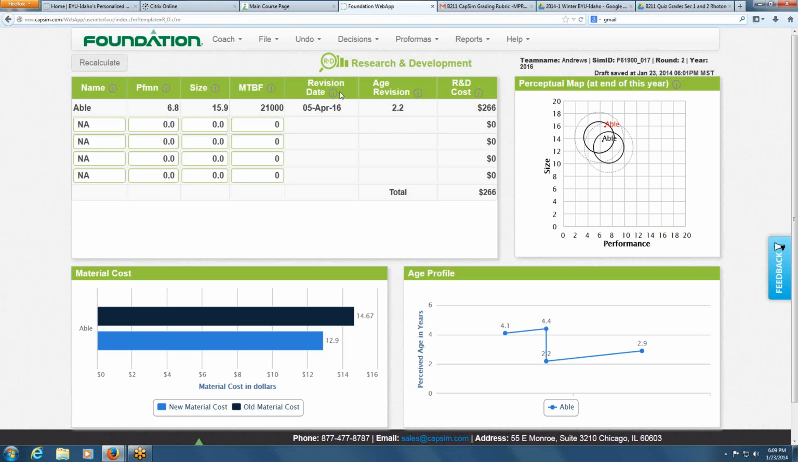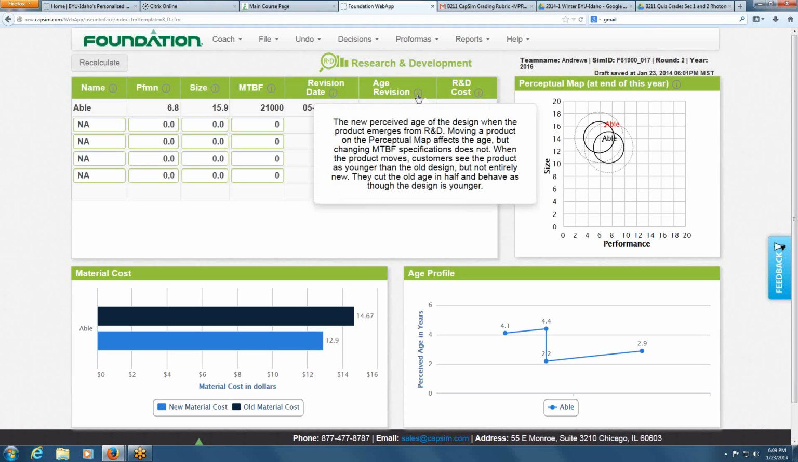So if you look at age revision, it says that the new perceived age of the design when the product emerges from R&D, movement of product on the perceptual map affects the age, but changing the MTBF specifications does not. So just doing the MTBF won't change your age. But when the product moves, customers see the product as younger than the old design, but not entirely new. They cut the old age in half, and behave as though the design is younger.